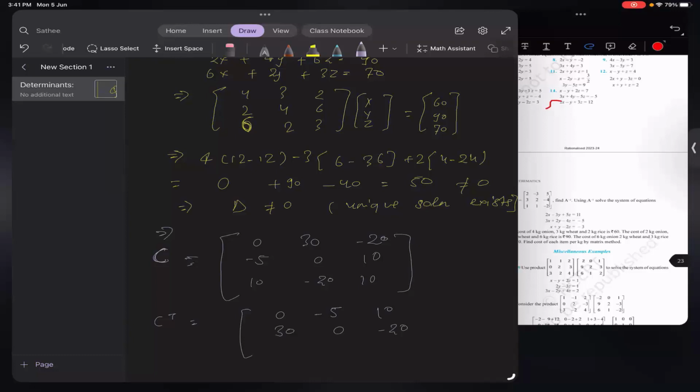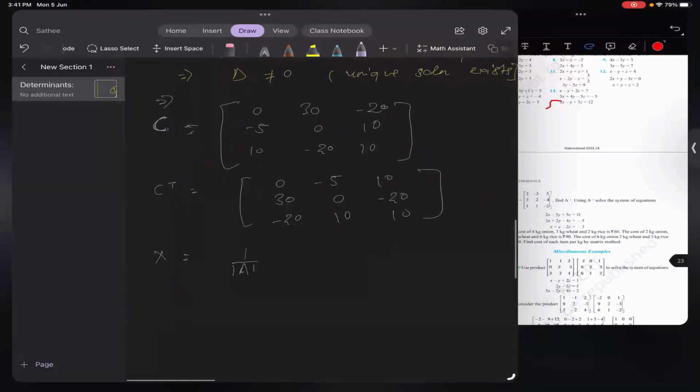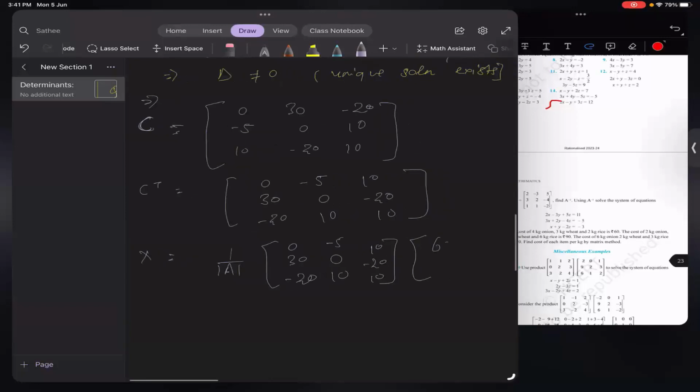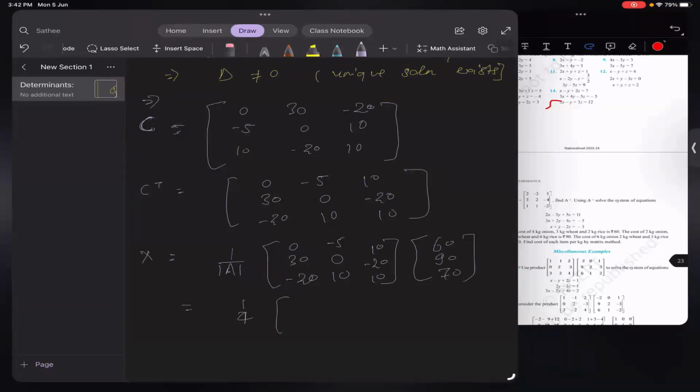Now our solution matrix would be x equal to 1 by determinant A times the adjoint matrix. So this should be 0, 30, minus 20, minus 5, 0, 10, and this should be 10, minus 20, and this should be 10. Okay. And there was the B matrix as well. So the B matrix was 60, 90, and this should be 70. Okay. So this should be 1 by, determinant was 50. Okay.